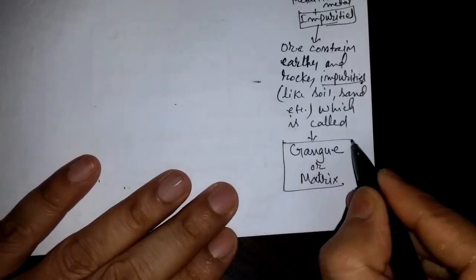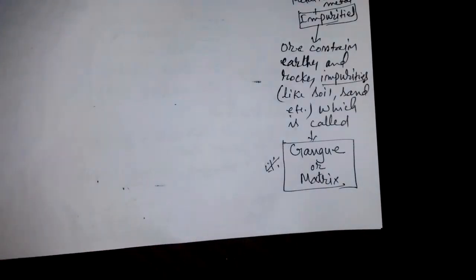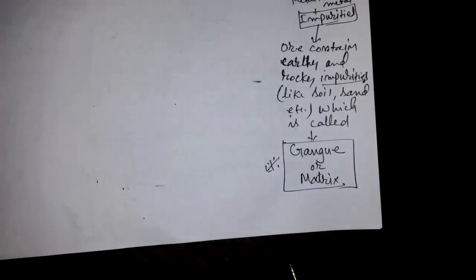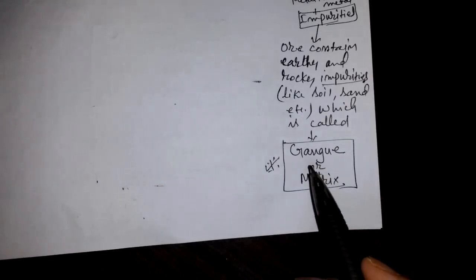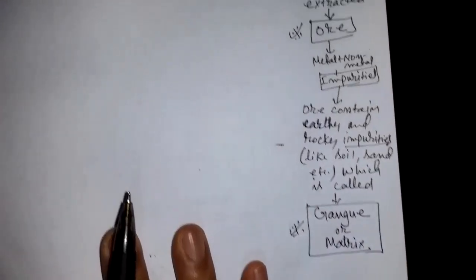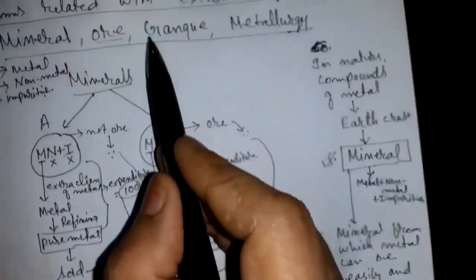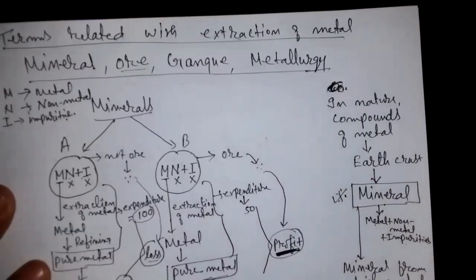So this is also important to understand metallurgy properly. So what is gangue or matrix? It is the impurities. What type of impurities? Rocky and earthy impurities, or earthy and rocky impurities. If you don't say earthy and rocky, simply impurity also will do. Impurity present in the ore is called gangue. Now, out of the terms we have written, the first three we already discussed: mineral, ore, and gangue. Now metallurgy is left.